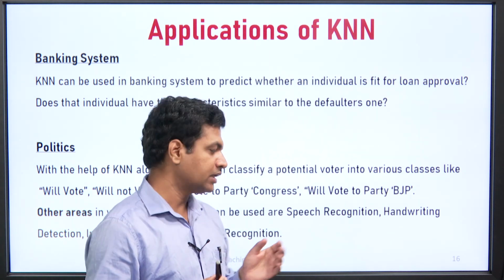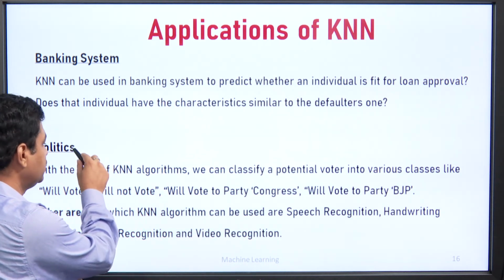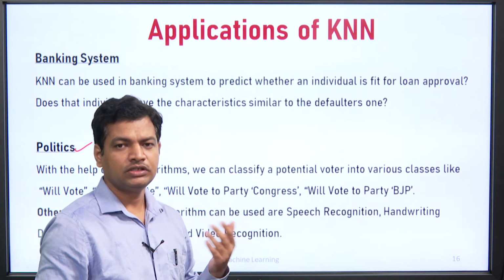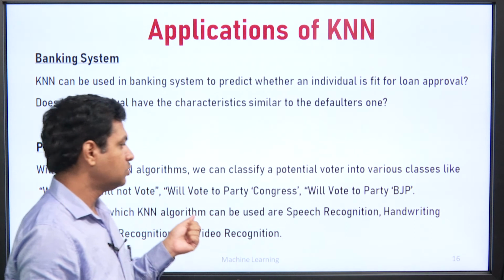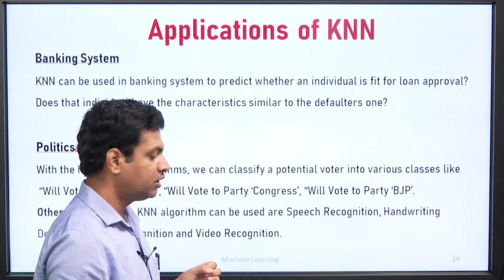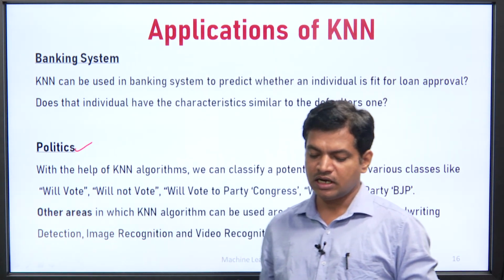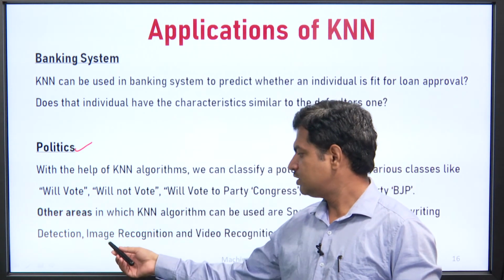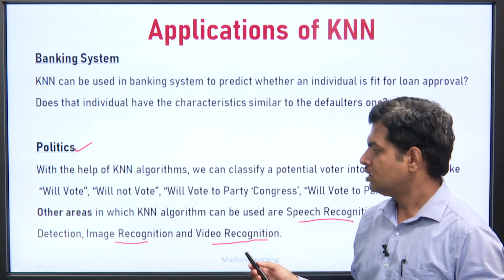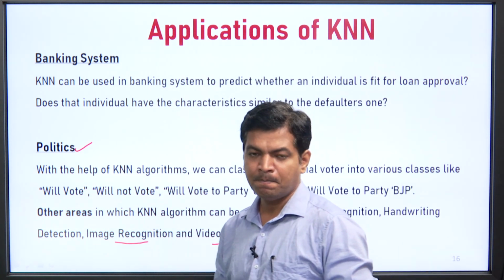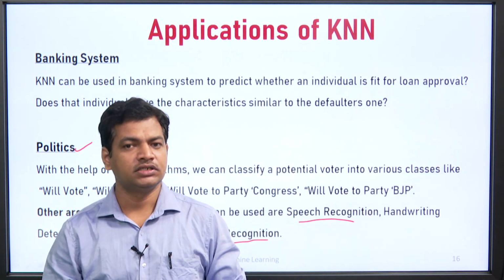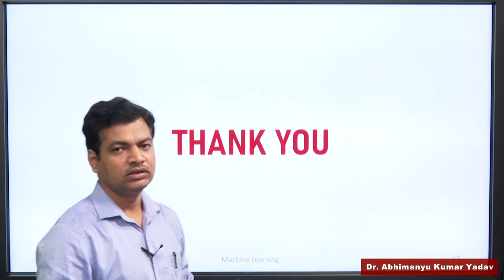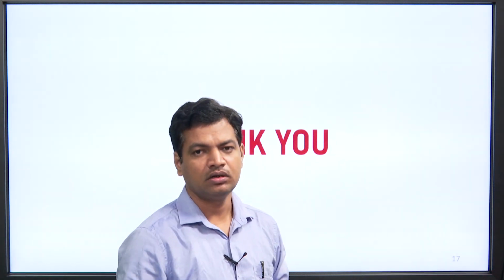Now, the second area where we can use it is politics, to find the number of voters who are going to vote for which party. So, there it finds its application. A third kind of application is in areas like speech recognition, handwriting detection, image recognition, and video recognition. So, these are the areas where the KNN algorithm finds its application. With this, the KNN algorithm discussion is over.